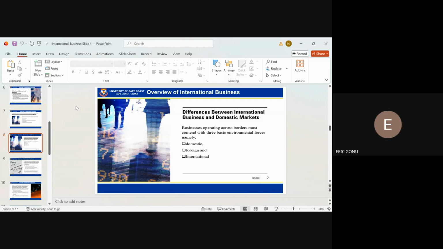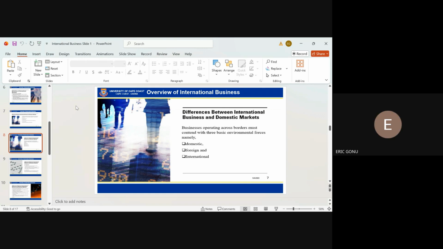So once you want to go international, you are faced with these three environmental forces. For the international, we are looking at international policies on trade. So what are the issues when it comes to international trade? We have the World Trade Organization, their rules and regulations. We have the World Health Organization. If what you are trading has health implications, you need to contend with World Health Organization rules and policies. If what you are dealing in has security issues, you need to also consider world security policies.